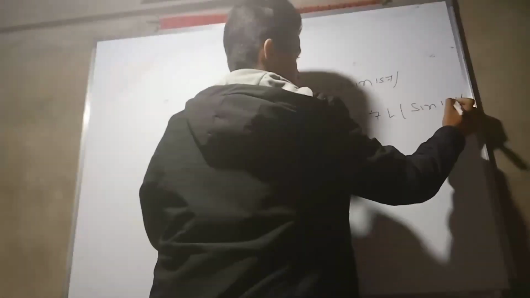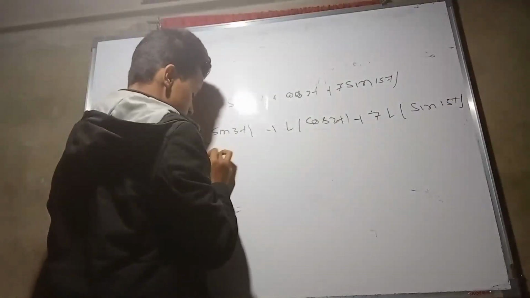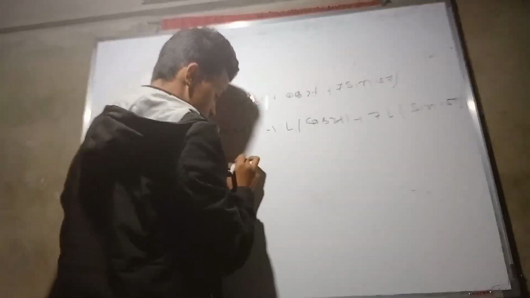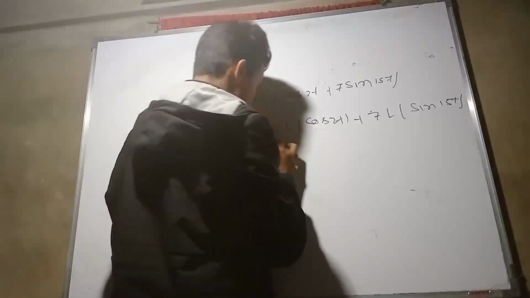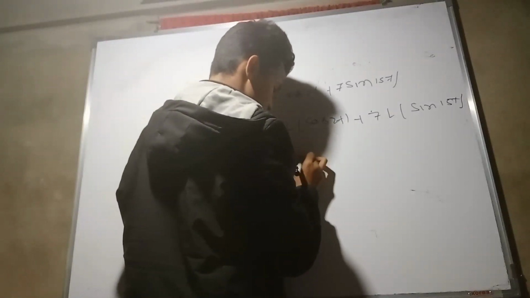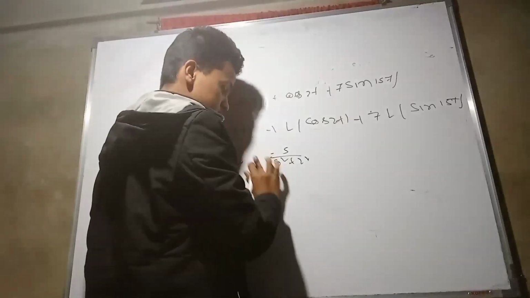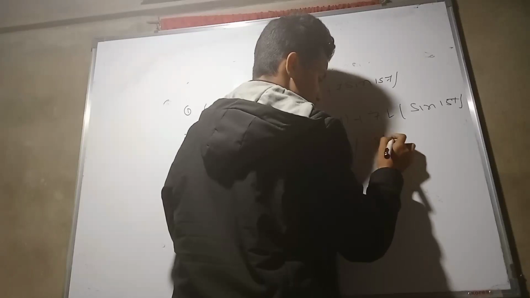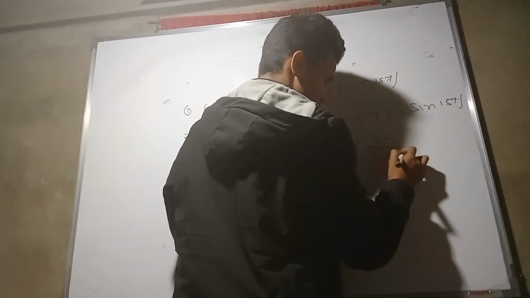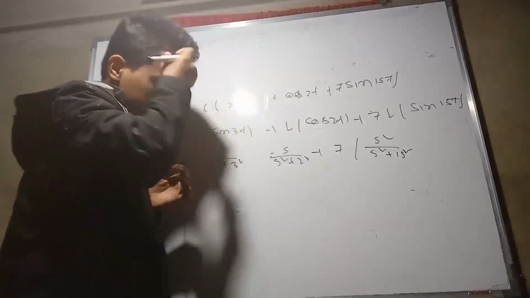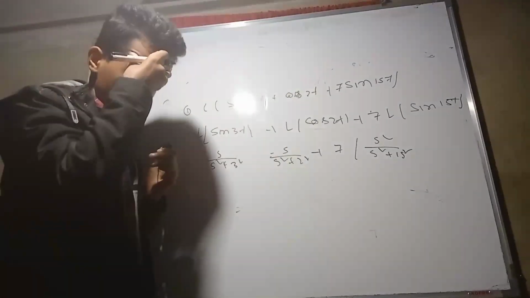So Laplace transform of sin 3t is what? 3 by s square plus 3 square. What will be the value of the Laplace transform of cos 2t? s by s square plus 2 square. And the Laplace transform of sin 15t will be 15 by s square plus 15 square, with the minus sign. So this is our Laplace transform. You can do it.